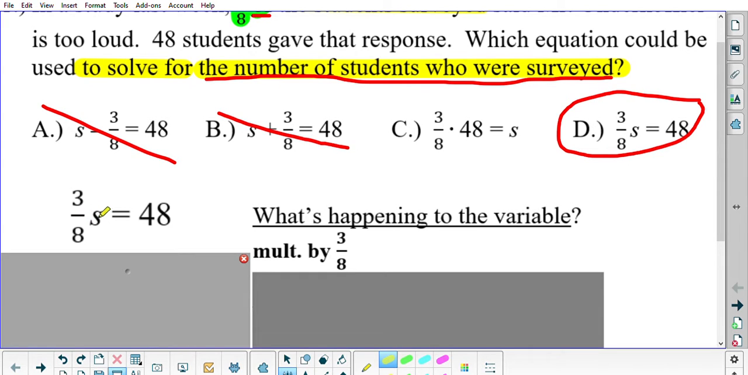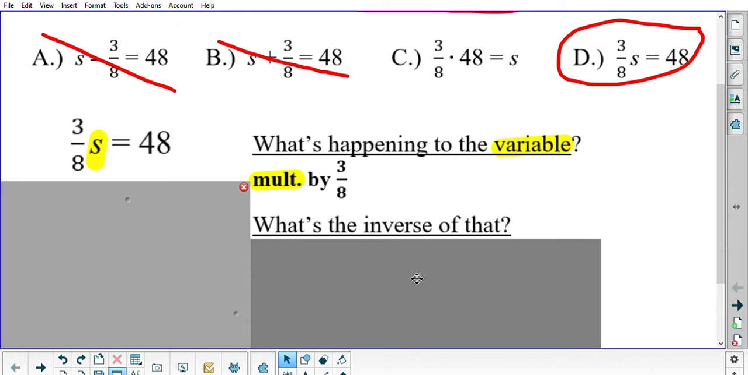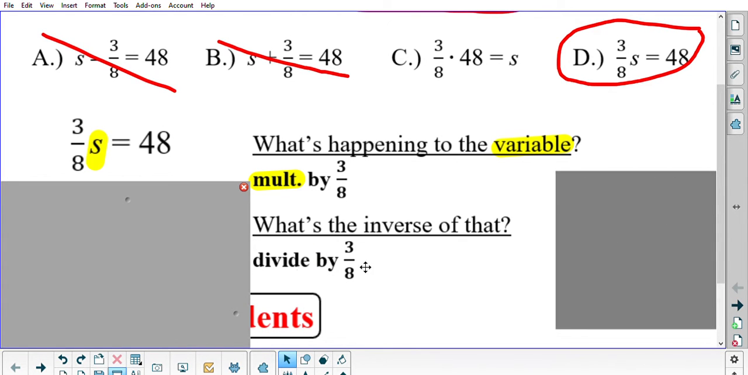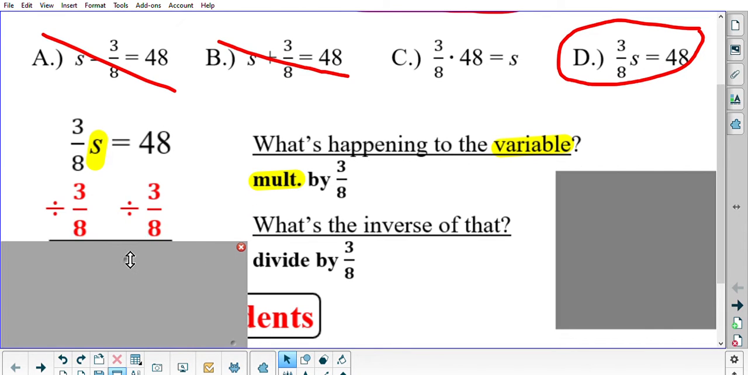But what's happening to the variable? The variable is s. When a number is next to a variable, that means multiplication. So since the 3/8 is next to the s, that's why when I answer what's happening to the variable, which is the s, I would say it is multiplied by 3/8. Why does that matter? Because the inverse of multiplication is division. And so that is why you should divide by 3/8 on both sides.